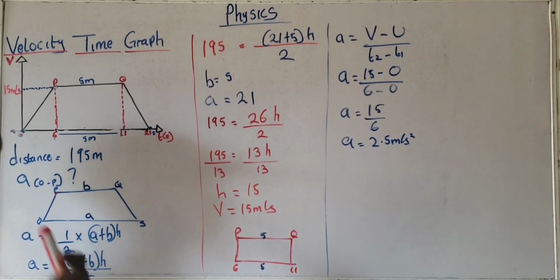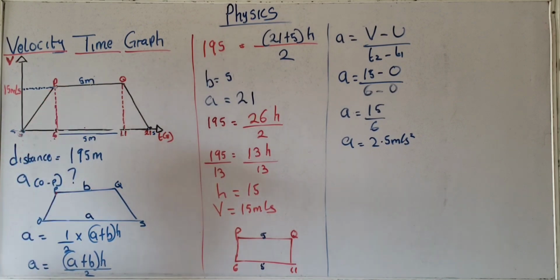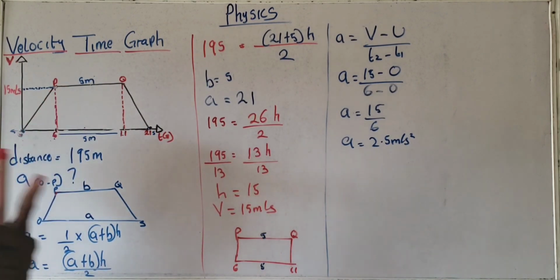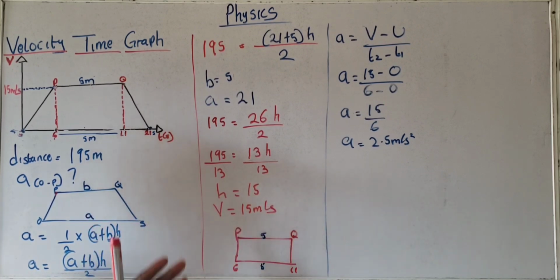That velocity, I need to know it before I can determine the acceleration of that object. So when the object accelerates from this point to this point, I knew that it accelerates. That velocity that it reached is what I first determined by taking into consideration the distance that were given in the question.